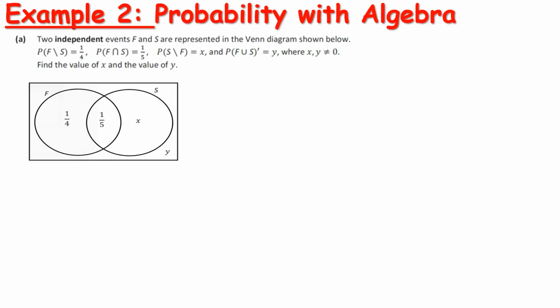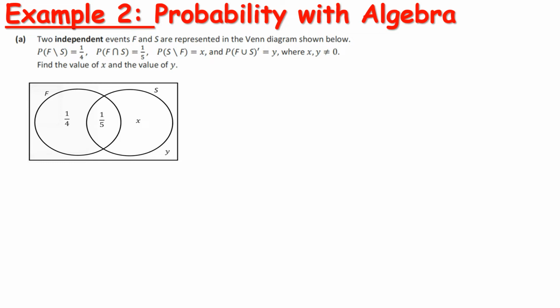Example 4.2. So some probabilities with algebra. This is a 2019 question, and although quite straightforward, caused a lot of problems for students. One of the main issues was that students weren't able to distinguish between the set difference sign, which is here, and the given, so the conditional probability sign, which is a straight line. So be really clear about this.